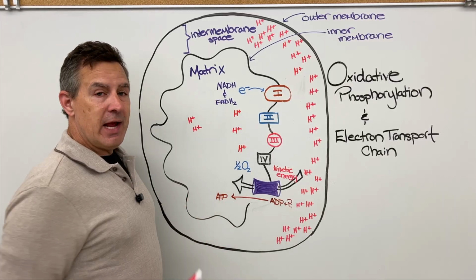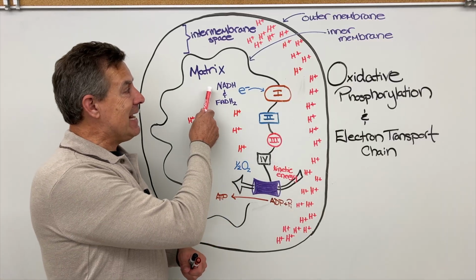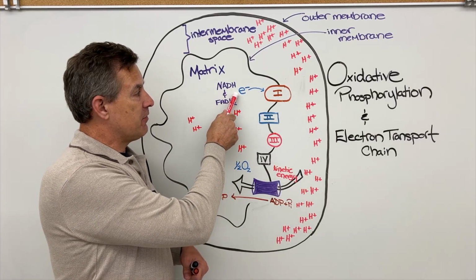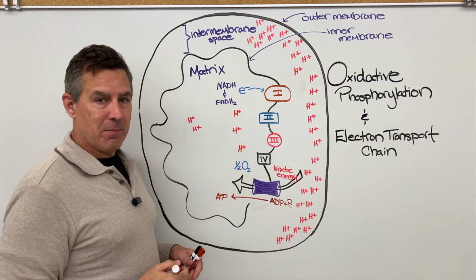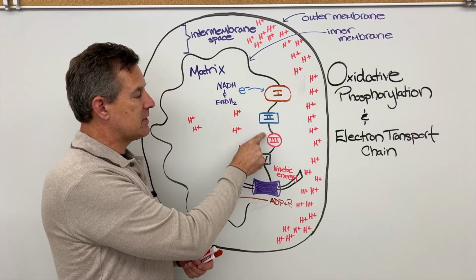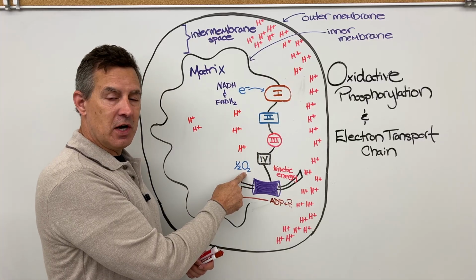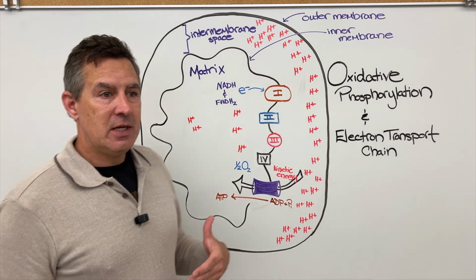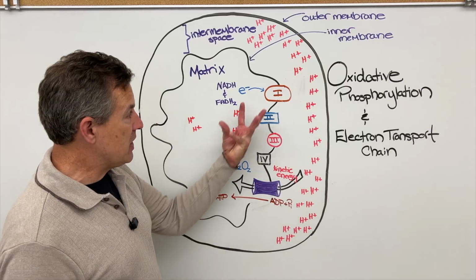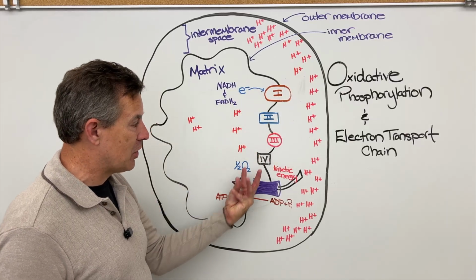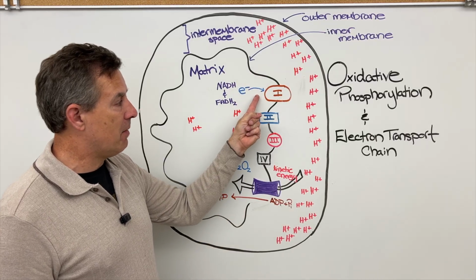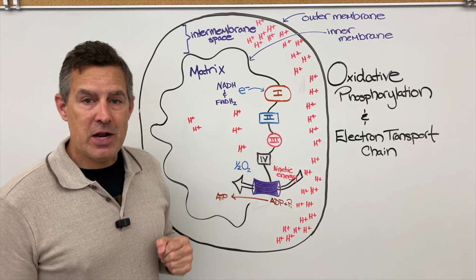So if we just look at NADH for a second here, as NADH comes to the electron transport chain, it drops off an electron that moves to the first complex. That electron is going to then bounce from one complex to the other until it arrives at oxygen. Oxygen is the final electron acceptor in this process. And it is oxygen that is pulling those electrons down this electron transport chain. And as the electrons move from one complex to the other, energy is released.